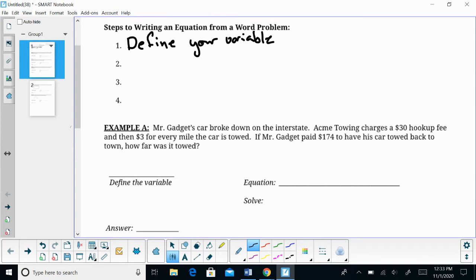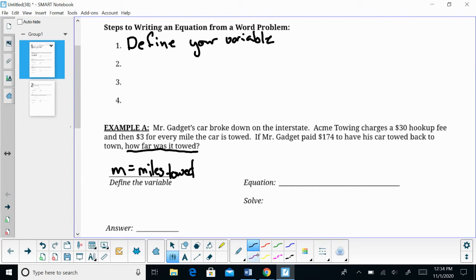So variables represent what we don't know. And if you read through our problem again, what we don't know right now, what we're finding, is how far it was towed. So we're going to use m, and you can use any variable you want, but I'm going to use m. And we're going to say m represents the miles towed. Okay, because that's what we don't know.